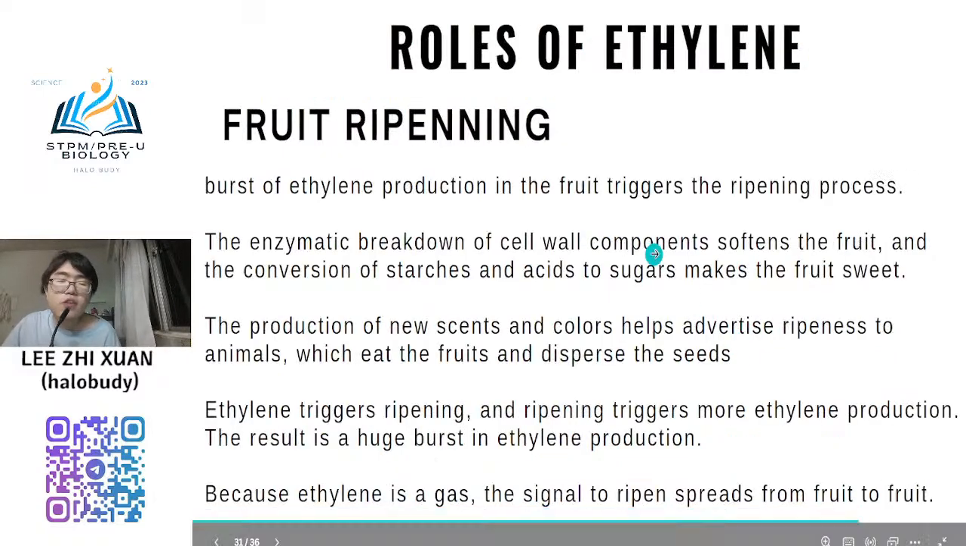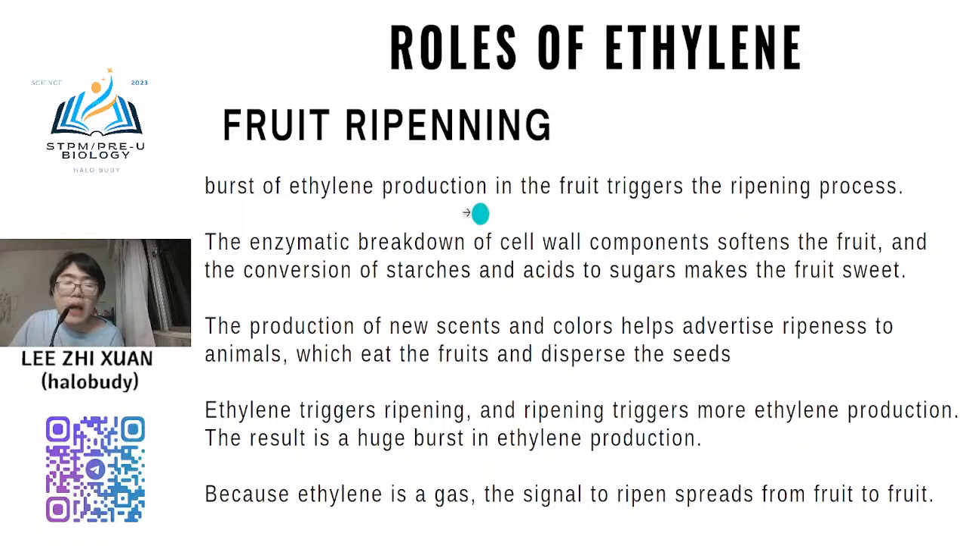So one of the main functions is fruit ripening. I think I don't need to mention much. Normally ethylene can break down the cell wall of the fruit to soften the fruit. It can also break down starch and acid to become sugar to make the fruit sweet. That is why when you taste the fruit, it tastes sweet. The fragrance and color help advertise the ripening process to animals which eat the fruit and disperse the seed.